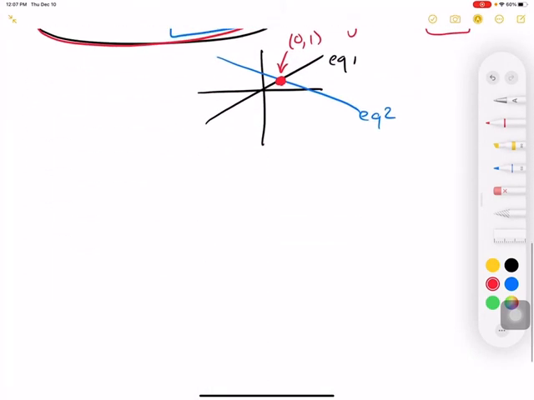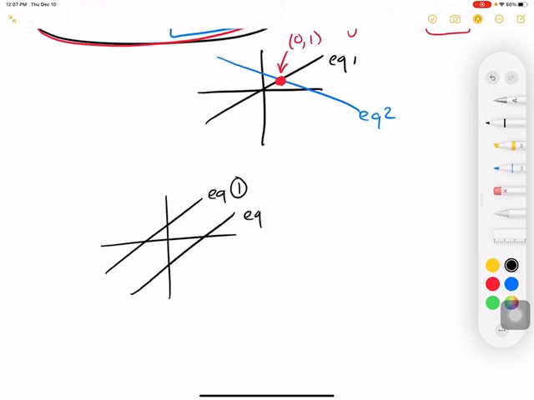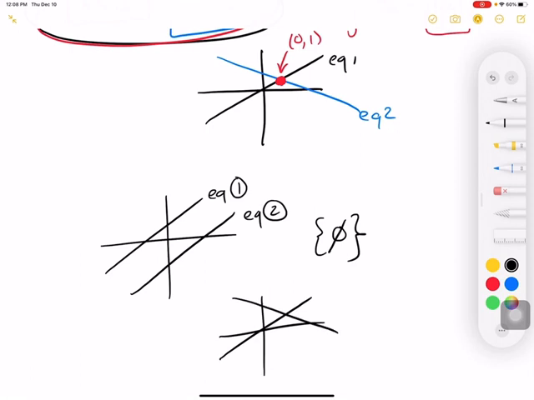But you can also have the situation where equation 1 looks like that, and equation 2 looks like that. They're parallel. They're never going to meet. So we're not going to have a result in here. And the way that we report this is no result. No point where those two lines meet.